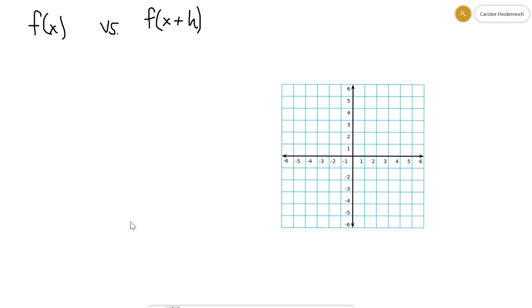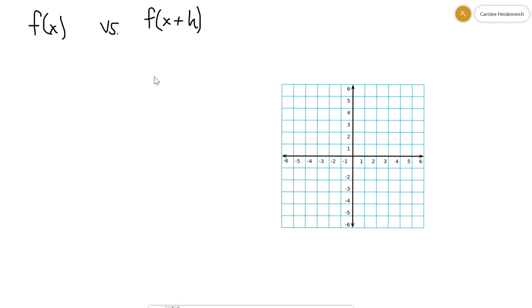Morning, Mrs. Heidenreich here, and this video is going to talk about the differences between the regular function f of x versus a transformed function such as f of x plus h, where the plus h is inside with the x. If we know anything about transformations, we know that if a number is being added or subtracted to x, the function will move in the opposite direction from what we expect. So if it says x plus a number, it's actually going to move left.